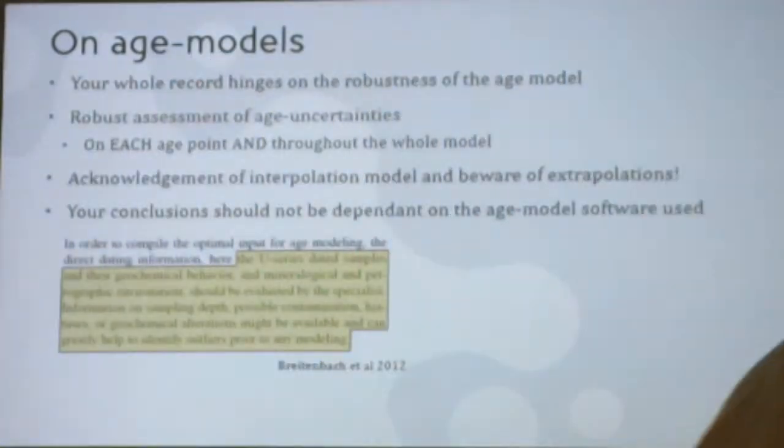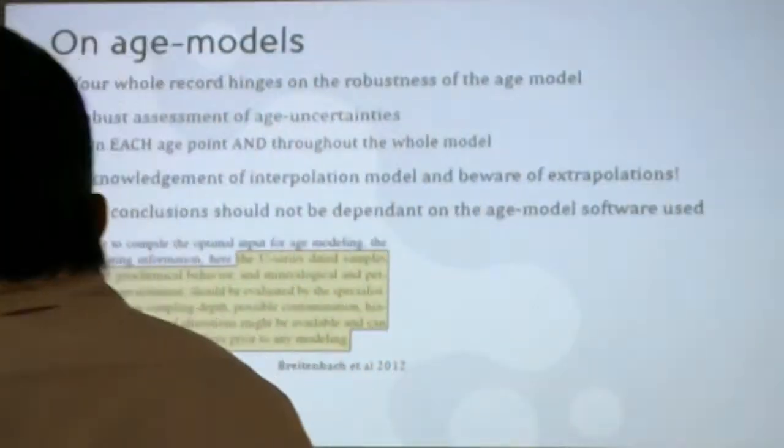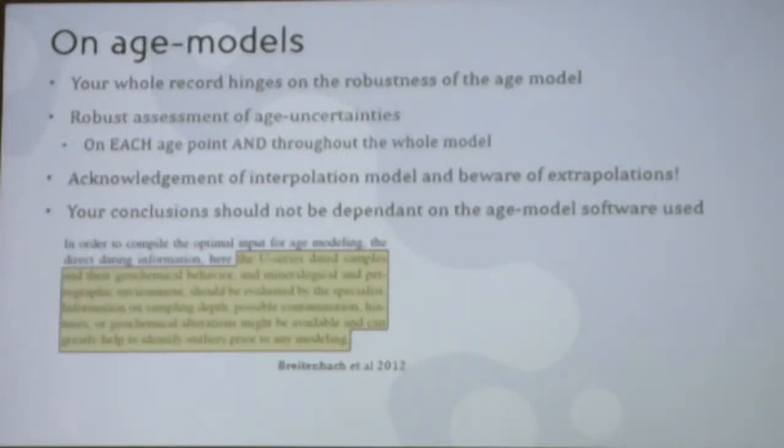The other very important thing is something that Sebastian Breitenbach put in his paper. He says the usually dated samples and their geochemical behavior, the mineralogical and petrographic environment should be evaluated by the specialist. Information on sampling depth, possible contamination, hiatuses, geochemical alterations might be available and can greatly help identify outliers prior to modeling. So it's very important. You have to consider everything that you see in the stalagmite before jumping into the wrong conclusions. So just to finish up, who's going to go to a uranium-thorium dating lab sooner or later?